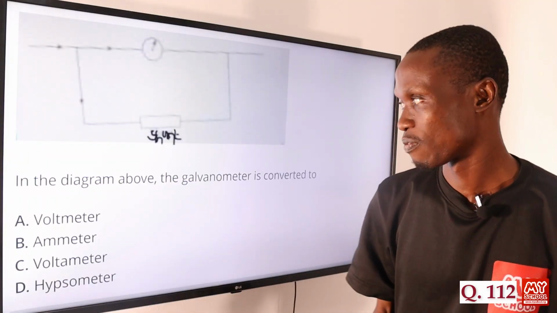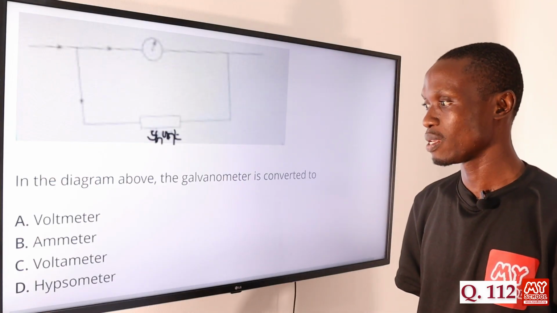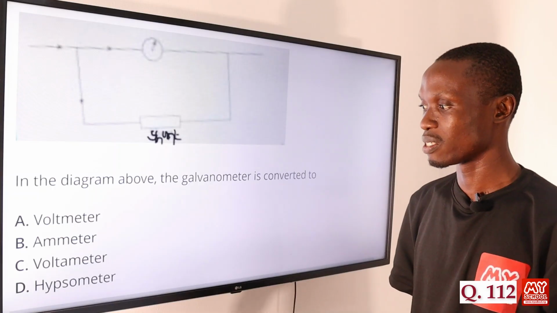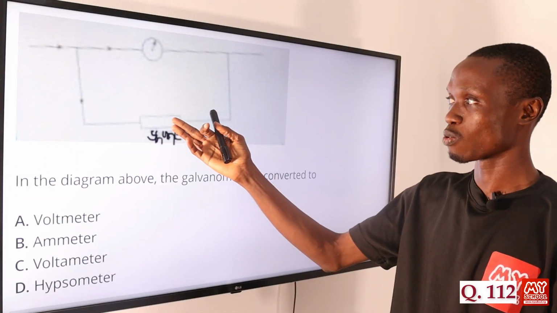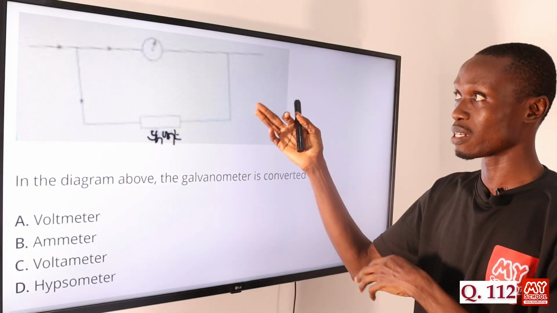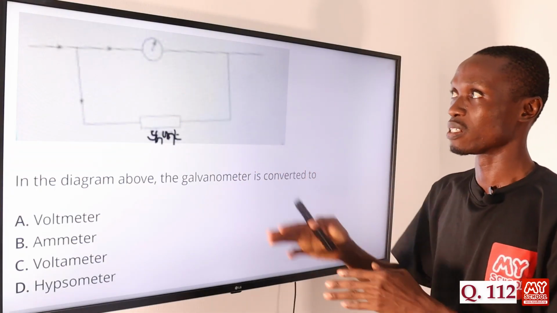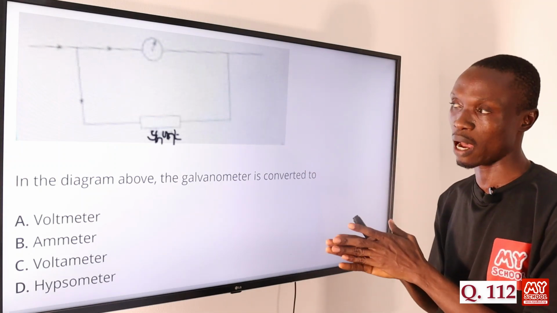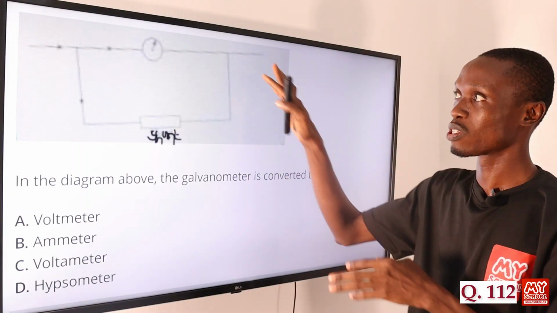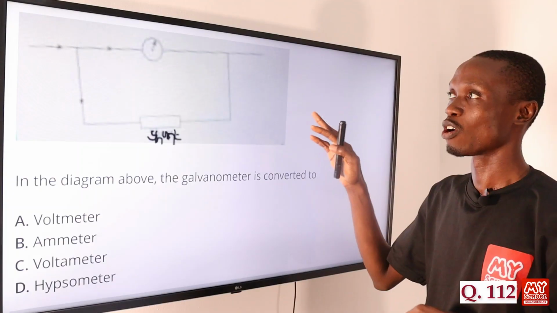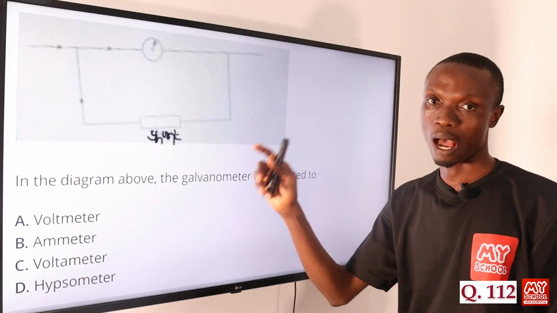Question 112. In the diagram above, the galvanometer is converted to A, voltmeter, B, ammeter, C, voltammeter, and D, hypsometer. If you look at the diagram very well, you will see a shunt resistance connected in parallel to a galvanometer. When that is done, it shows that the galvanometer is being converted to an ammeter. With this setup, larger currents can be measured without any damage to the galvanometer. So the answer to this question is option B, ammeter.